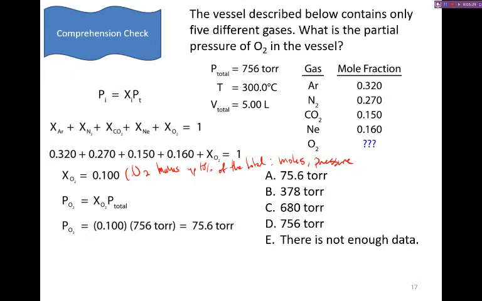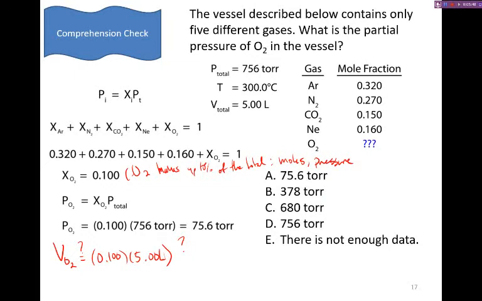Now, this raises an important question. What if we wanted to find the volume occupied by oxygen? Would that be equal to 0.100 times 5 liters? Pause the video and think about this, and then come back and let's discuss.